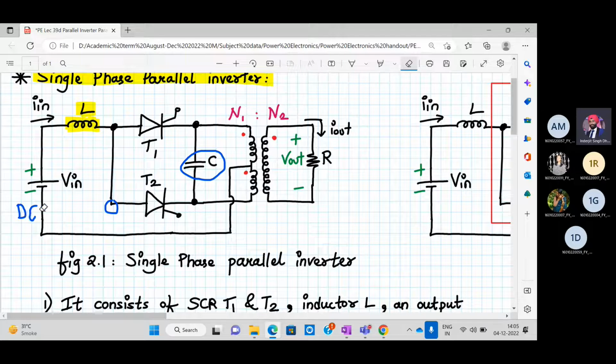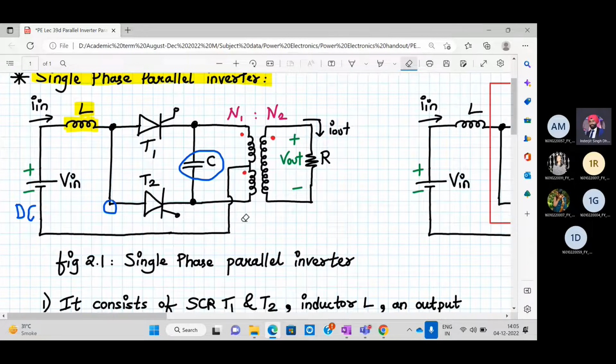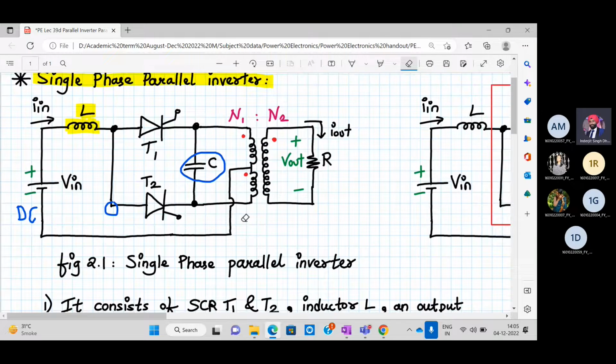All right. So this is my DC. Again, I'm repeating, the negative part of the DC is connected at the center of the primary winding. So we have a secondary winding. What's the property of the transformer? Whatever voltage appears across the primary will appear at the secondary. Correct? Yes or no? So can we begin with the working?